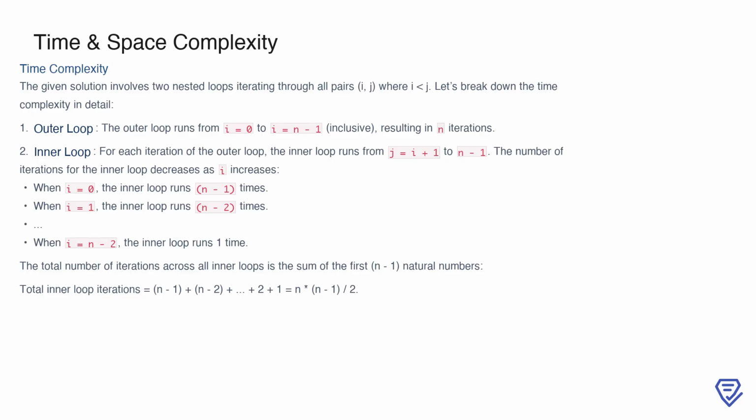For example, when i equals 0, the inner loop executes n-1 iterations, but when i equals 1, the inner loop executes n-2 iterations, and so on, until the last iteration where i equals n-2 and the inner loop runs only one time. Summing up all these iterations gives us the total number of inner loop executions, which can be expressed as the sum of the first n-1 natural numbers. Using the formula for the sum of an arithmetic series, this total is equal to n * (n-1) / 2. This summation is the dominant contributor to the time complexity.